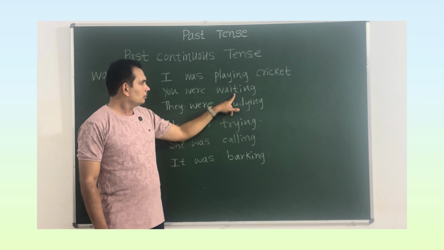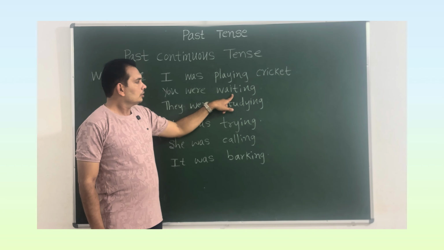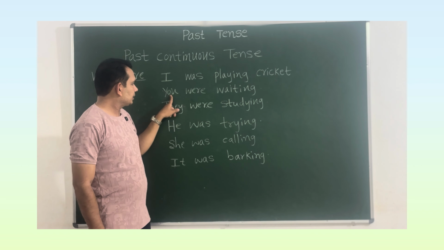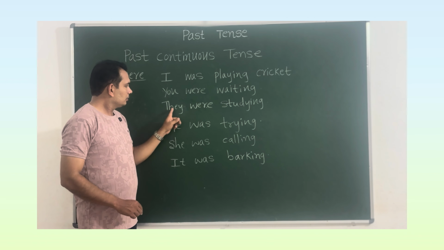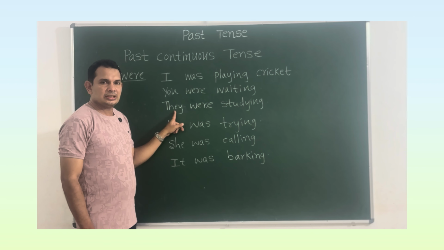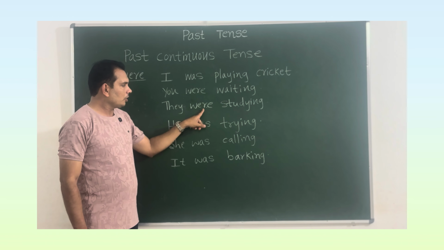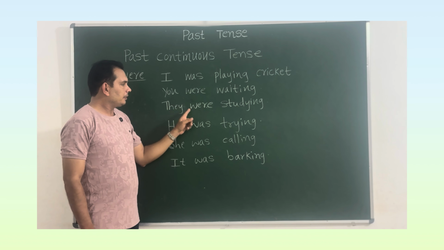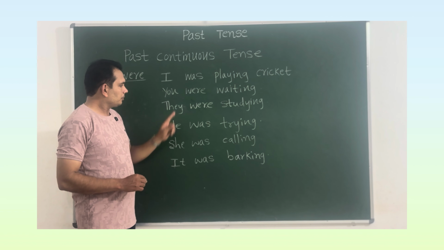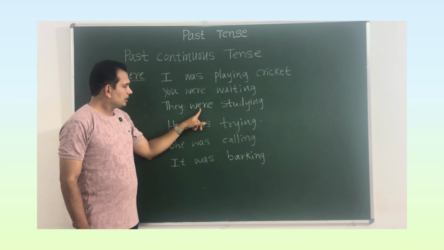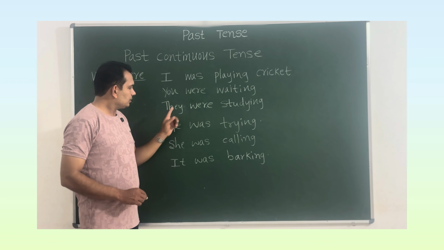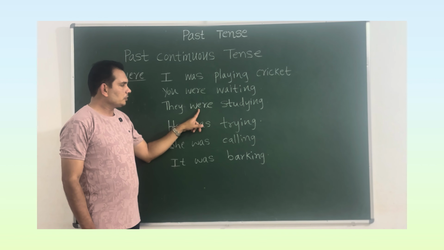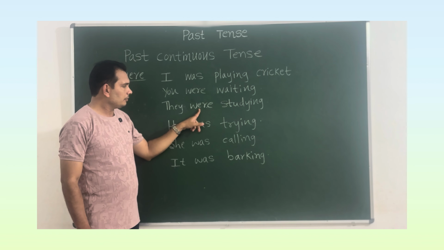You were waiting. Here too, we have used the ing form of the verb, waiting. When the subject is you, we use the auxiliary were. They were studying. When the subject is they, we use the auxiliary were and the ing form of the verb. They were studying. If we write this in the present continuous tense, we use are in place of were. In the present continuous tense, we say they are studying. In the past continuous tense, we use were instead of are.